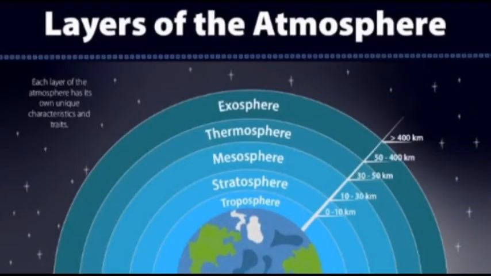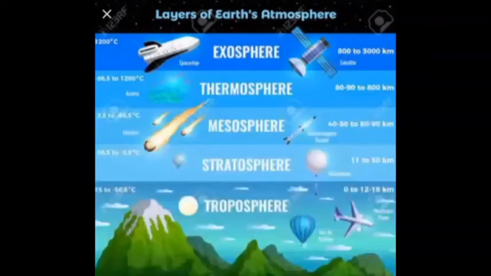Children, now let's learn about the layers of the atmosphere. The first layer of the atmosphere is the troposphere, the second layer is the stratosphere, the third is the mesosphere, the fourth is the thermosphere, and the last layer is the exosphere.